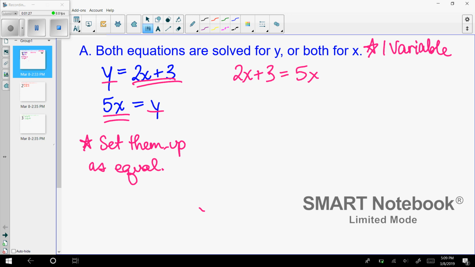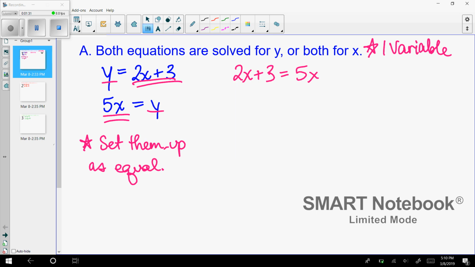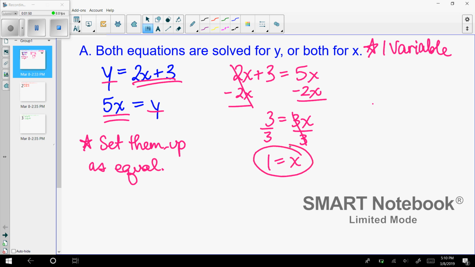Ignore my scribbles. So how do I move forward with solving this? Well, just like any other equation. So I want to get x by itself. So I'm going to take away 2x from this side, make a zero pair, and I'm left with 3 equals 3x. Get rid of this 3 being multiplied by x. I get 1 equals x.